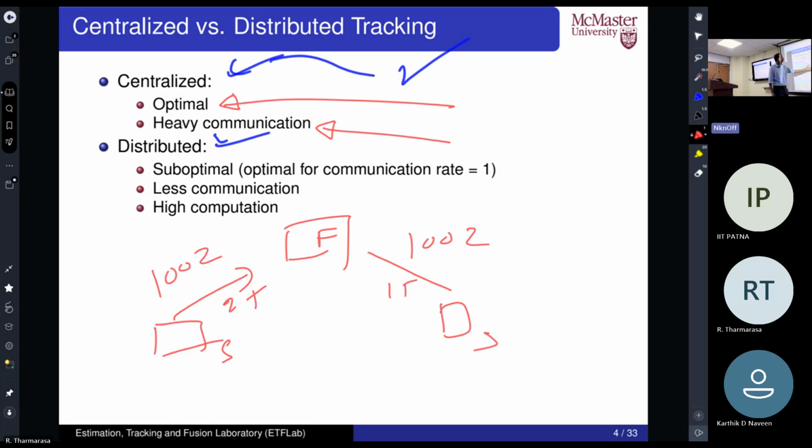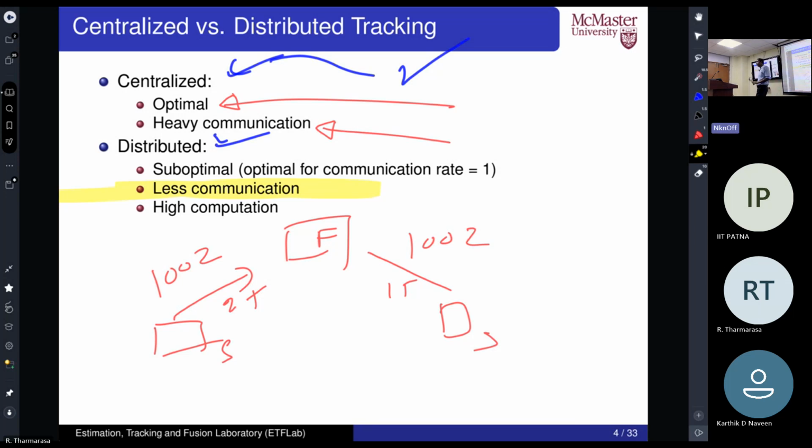So you don't need to send all the false alarms to the center. In the centralized one, you send all the false alarms and everything here, but in the distributed, you remove the false alarms, form the tracks, and only send the tracks. That way the communication load is reduced. The benefit of distributed fusion is the lower communication load. This is the only benefit of distributed fusion. Centralized is optimal, but has heavy communication.